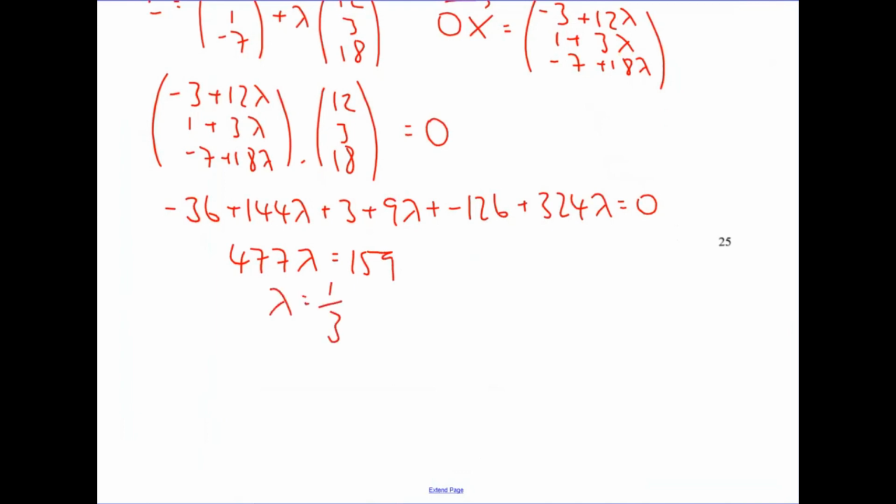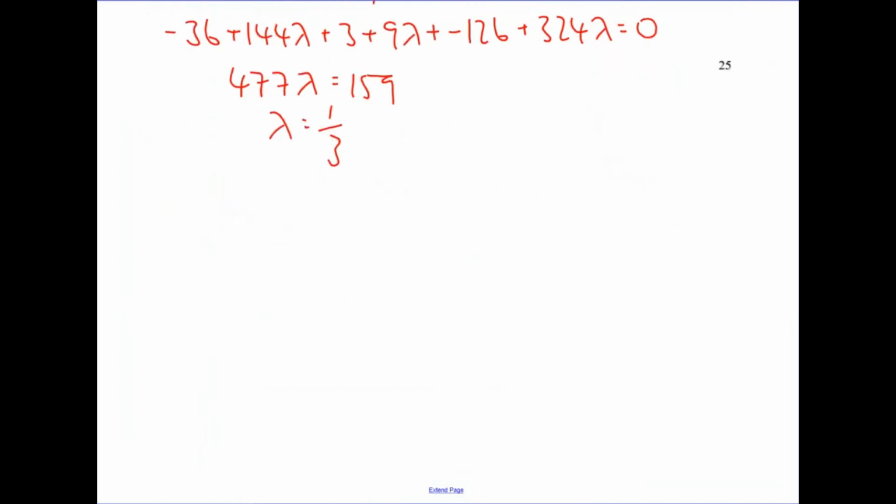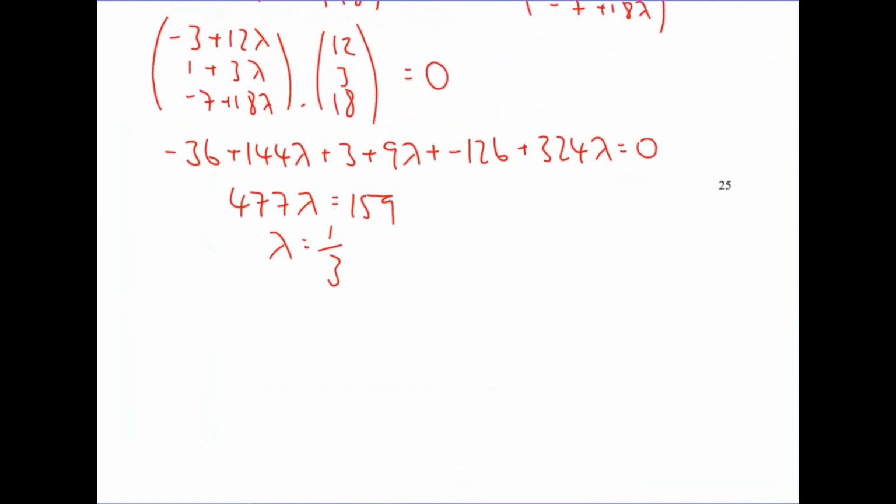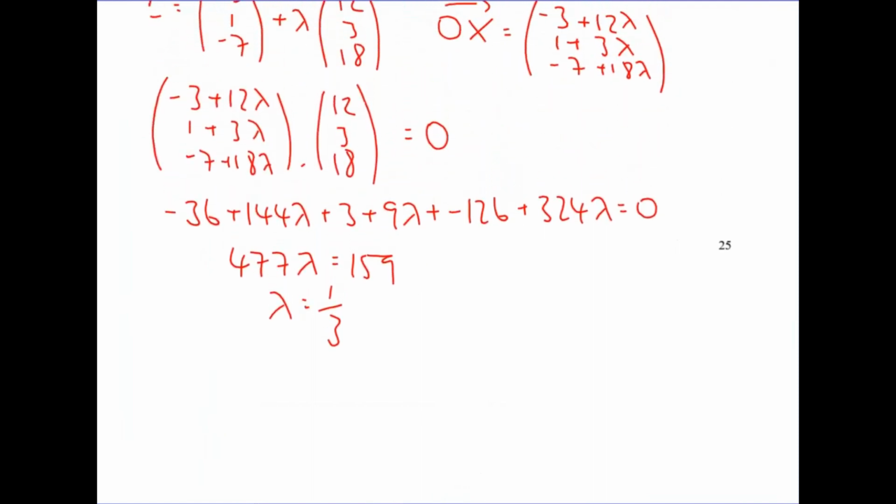Depending on what you use for your direction vector, you might get different answers. You might get minus a third, you might get 1, you might get minus, but not a 4. Probably not 2 or 3. You could get 2 or 3, depending on what you use. Stick this into OX.